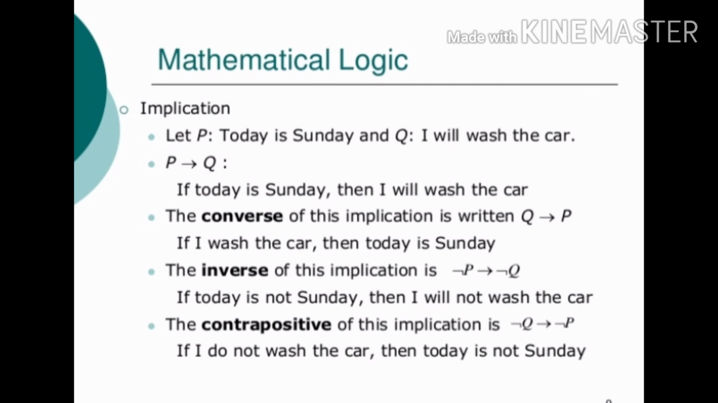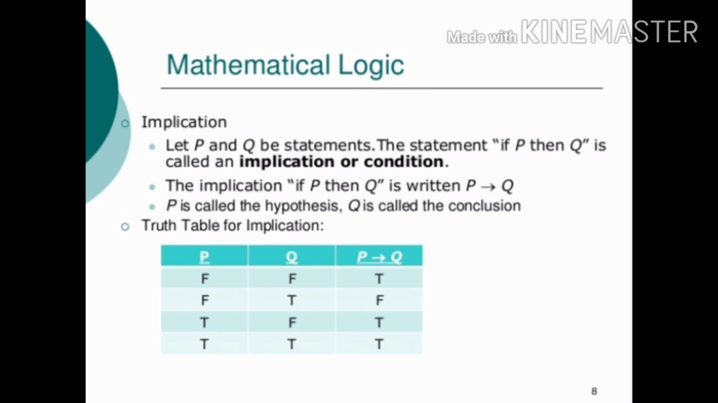Our next connective is the conditional statement. It is also called implication. To remember the truth table for the conditional statement, we must remember only one thing. If your first statement is true and your second statement is false, then only P implies Q is false, and in all other cases P implies Q becomes true.